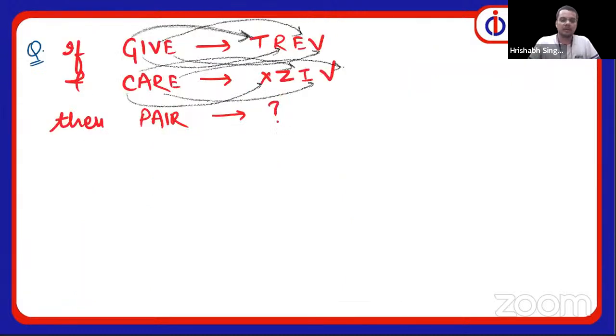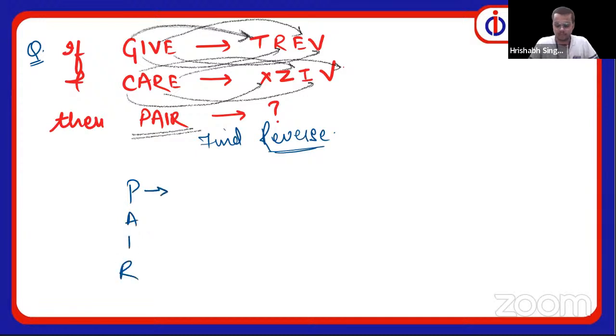So similarly, what we have to find in pair, we have to find reverse. So this is the pattern recognition. So let's write pair. So what is the reverse of P? Reverse of P is K. What is the reverse of A? Z. What is the reverse of I? R. What is the reverse of R? I. So the answer will be KZRI.